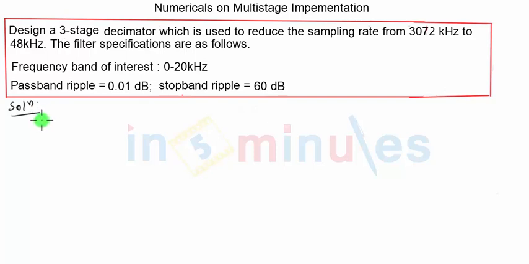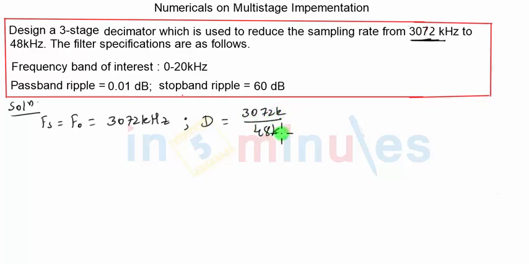In the solution, the very first thing given is fs, the original sampling frequency, which is also f0, that is nothing but 3072 kilohertz. So that's the input sampling frequency. We are not given D directly, but they are saying that the sampling rate conversion is needed from 3072 kilohertz to 48 kilohertz. So it is obvious that D has to be 3072k divided by 48k, and this comes out to be 64. So D is equal to 64.